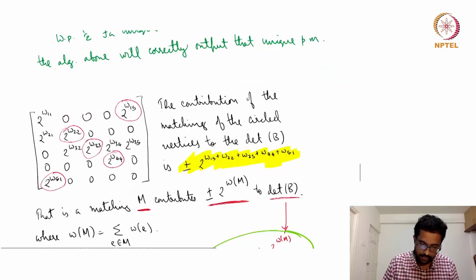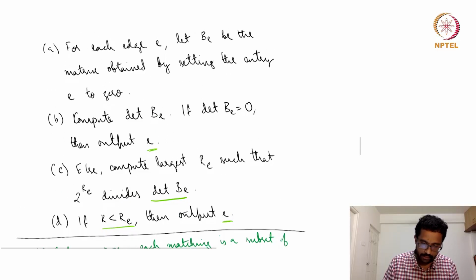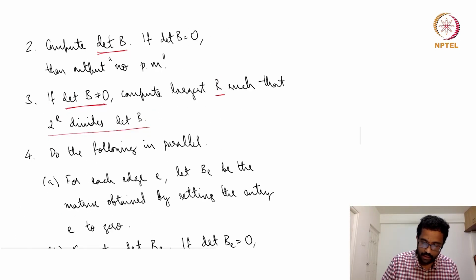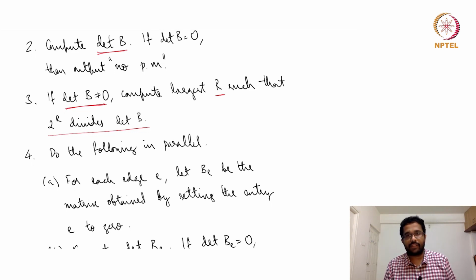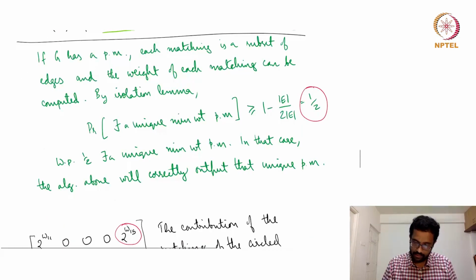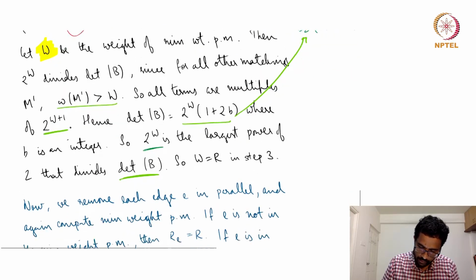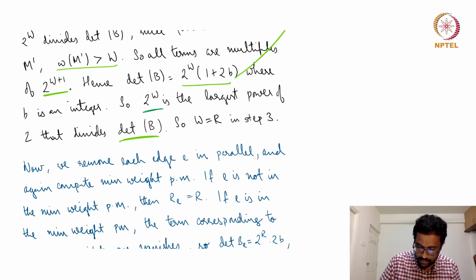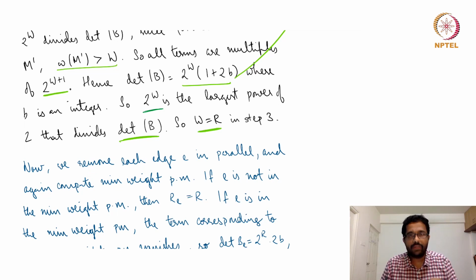And here, if you look at the algorithm, we computed the largest R such that 2 power R is a factor of the determinant of B. So this W that we computed, or the R that we computed, is actually the weight of the min weight perfect matching, the unique min weight perfect matching. Okay, so till now it's clean. Now let us see how the magic happens in the parallel steps.